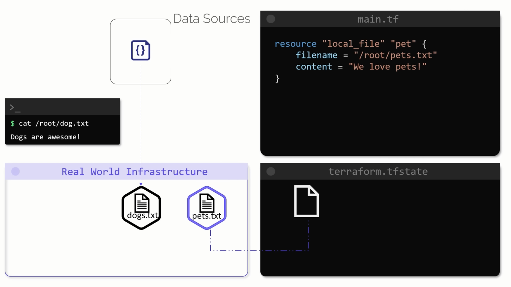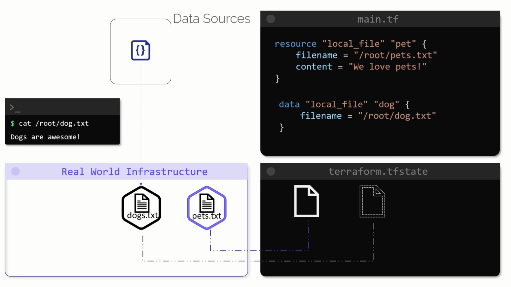Data sources allow Terraform to read attributes from resources which are provisioned outside its control. For example, to read the attributes from the local file called dogs.txt, we can define a data block within the configuration file like this. As you may have noticed, the data block is quite similar to the resource block. Instead of the keyword called resource, we define a data source block with the keyword called data. This is followed by the type of resource which we are trying to read. In this example, it's a local file. This can be any valid resource type for any provider supported by Terraform. Next comes the logical resource name, into which the attributes for a resource will be read.